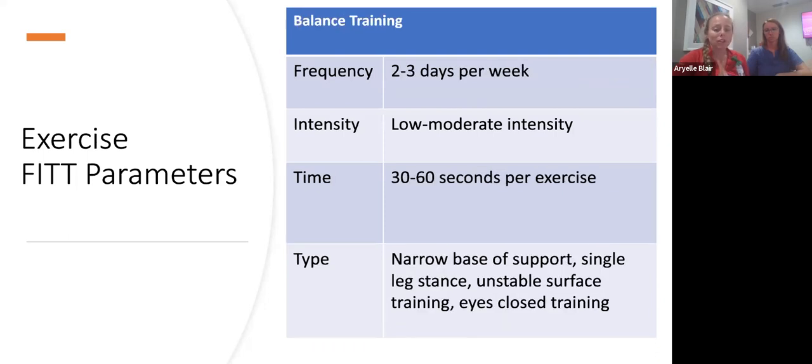And then the last thing is balance training. The recommended frequency is 2 to 3 days per week at a low to moderate intensity, approximately 30 to 60 seconds per exercise, or if you're given a certain number of sets and reps, again, that 1 to 2 sets of 8 to 12 reps. Type could be things that are changing our base of support, eyes closed. We'll get into some specific ideas a little bit later.